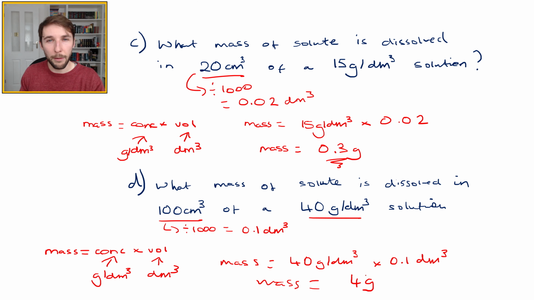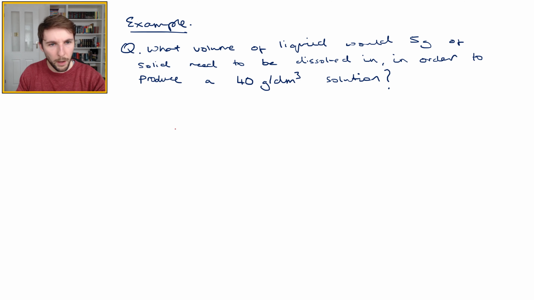So now we're going to do the final rearrangement. We're going to look at how we would calculate the required volume to top something up. Let's say you've got a solid and you want to make a desired concentration using a fixed mass of that solid. What volume of liquid would you need to dissolve it in order to get that desired concentration? Okay then, so in this particular question we're asked what volume of liquid would 5 grams of solid need to be dissolved in order to produce a solution with a concentration of 40 grams per cubic decimeter.